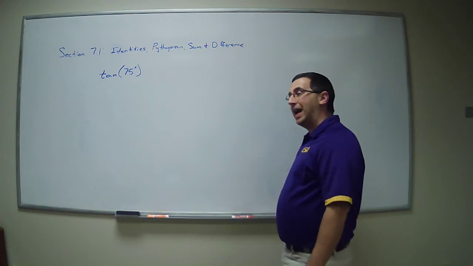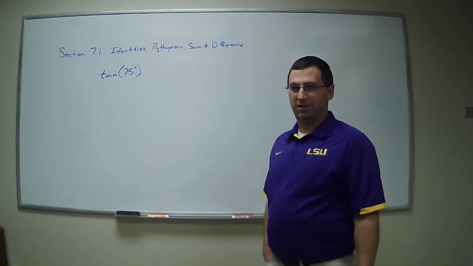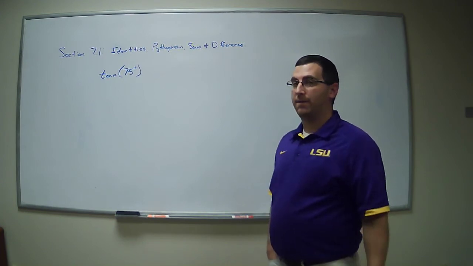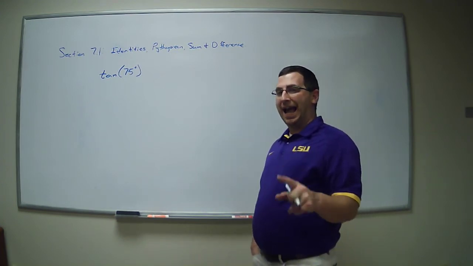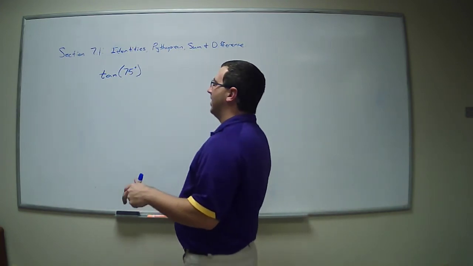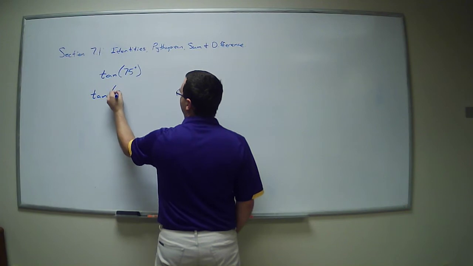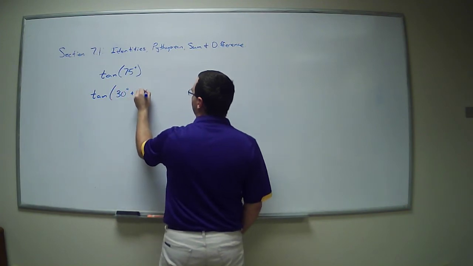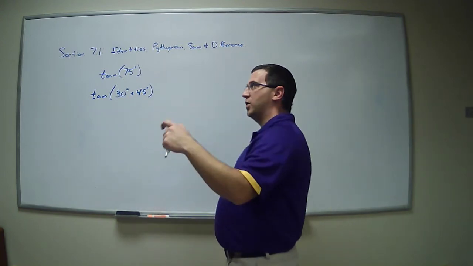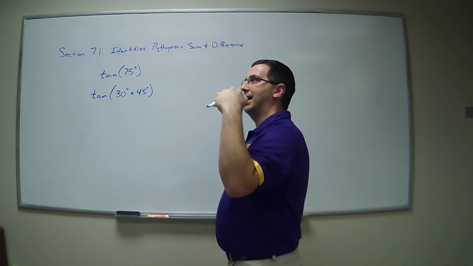But we've got two angles on the unit circle that can add to 75 degrees. What do you think they are? 30 and 45. We're doing the adding part of tangents. So the formula we're going to use is tangent of 30 degrees plus 45 degrees. That would be the tangent of your two angles added together on top, over 1 minus tangent of your first angle times tangent of your second angle.